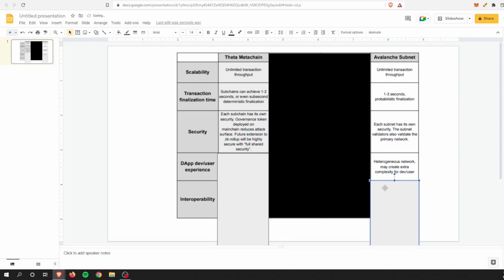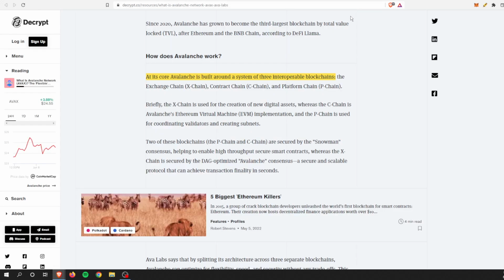Both of these are very, very good contenders. As we know, Avalanche has just skyrocketed and become one of the top cryptos out there. So the thing that the white paper has to say about it is that it's a heterogeneous network and may create extra complexity for developers or users, which is, yes, true. I'm not a developer, so I can't necessarily speak for that, but I also do know that, which they don't really say in the white paper, at the core of Avalanche, it's built around 3 different blockchains.